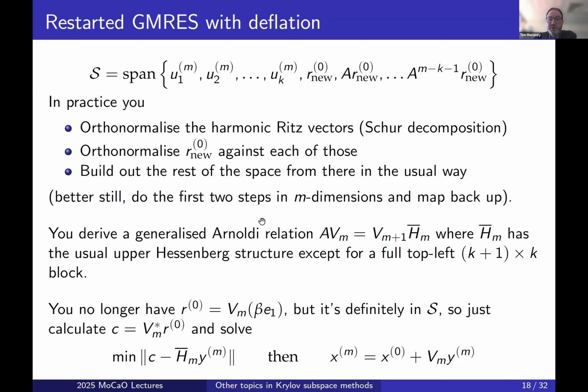In fact, all of this work you can do at the m-dimensional step. It just requires a bit more bookkeeping, but all of the orthogonalization and so on can be done in m dimensions and then mapped back up. So it's actually pretty cheap to restart. You no longer have that r0 is just the first vector, but it's definitely in there. If you want to know its representation in terms of that new Krylov subspace, you just calculate the projection, and this is the new least squares problem you solve at the end of that cycle. Then update, and away you go. You've got a new Krylov subspace. You can try to refine your estimates of those Ritz vectors and so on.